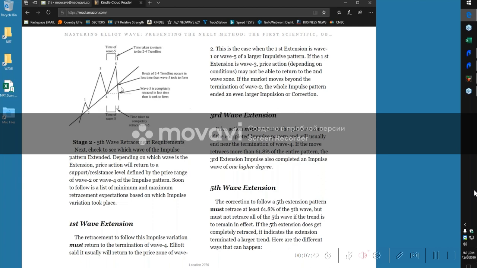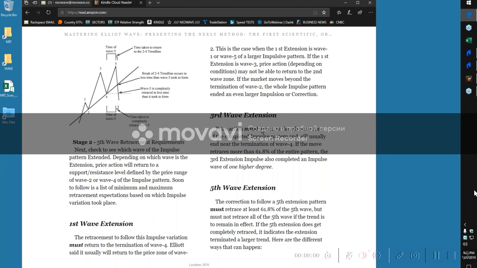If the 3rd wave is the longest, you generally want to get back toward the low of wave 4. It could be anywhere in this range, but the closer to the bottom of wave 4, the better. And it gives some specific details of things to look for here. And if the 5th wave is the longest, then you need to retrace wave 5 at least 61%.